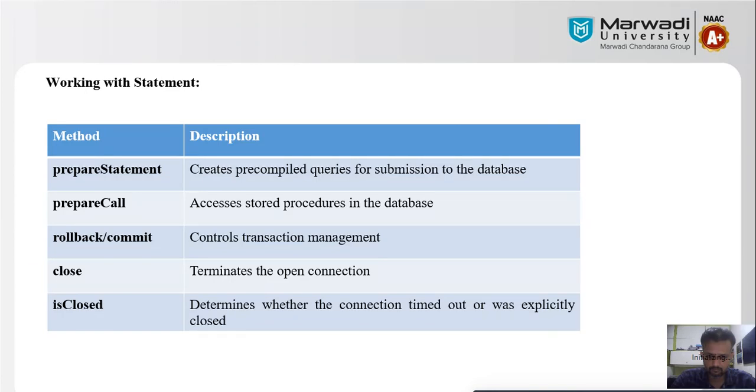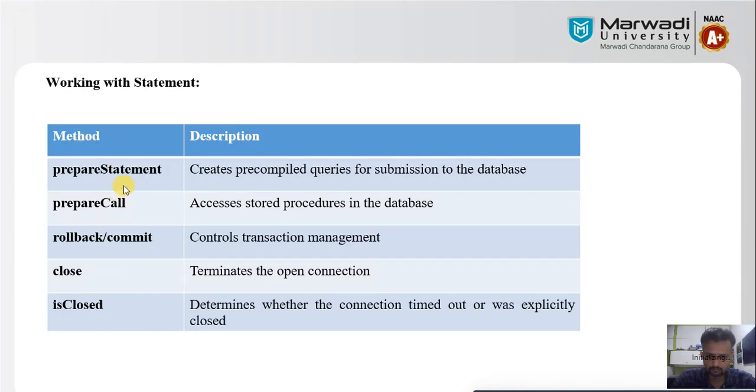Next, the last method is isClosed. What is the role of isClosed? The basic utility of isClosed is to determine whether the connection timed out or was explicitly closed. It will check whether your connection has timed out or not, or whether you have explicitly closed it or not. It will return a true or false status. That means it will check whether the connection you created has been closed or not. So these are the specified methods that are used with the statement.